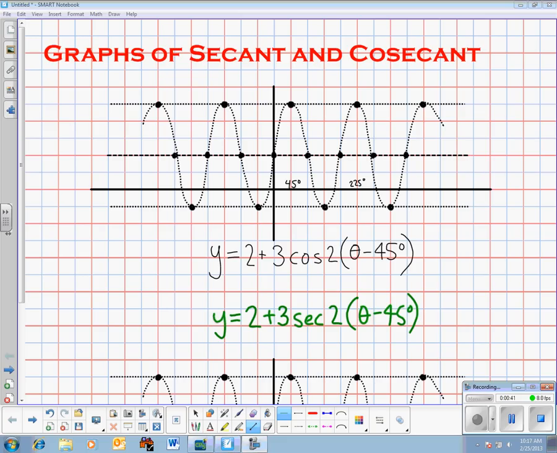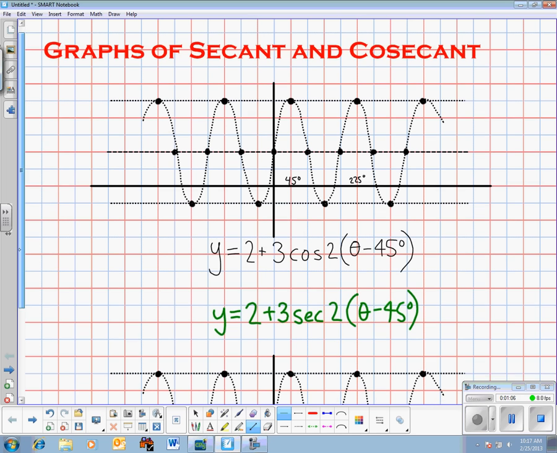This cosine graph has been shifted up to get our new sinusoidal axis. It has an amplitude of 3, so you can see from the middle up and the middle down is 3 units. Its period is going to be 360 divided by 2, or 180. So every 180 degrees we complete the full revolution of the graph. And then it's been shifted to the right 45 degrees. So you should recognize all those characteristics.